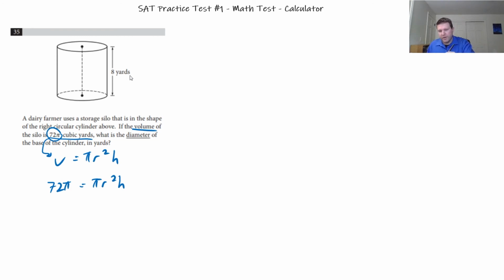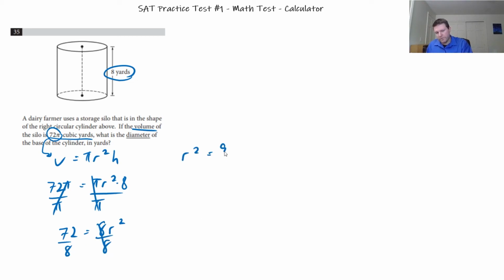Also, I didn't plug in our height. This is our height. It's 8, right? So I'm just going to plug that in here. So it's times 8. And if you look, you can divide both sides by pi right away. It's going to cancel here and here. So 72 equals 8r squared. Divide that out by 8, and you end up with r squared equals 9. Square root both sides there, and r equals 3. Be really careful here.